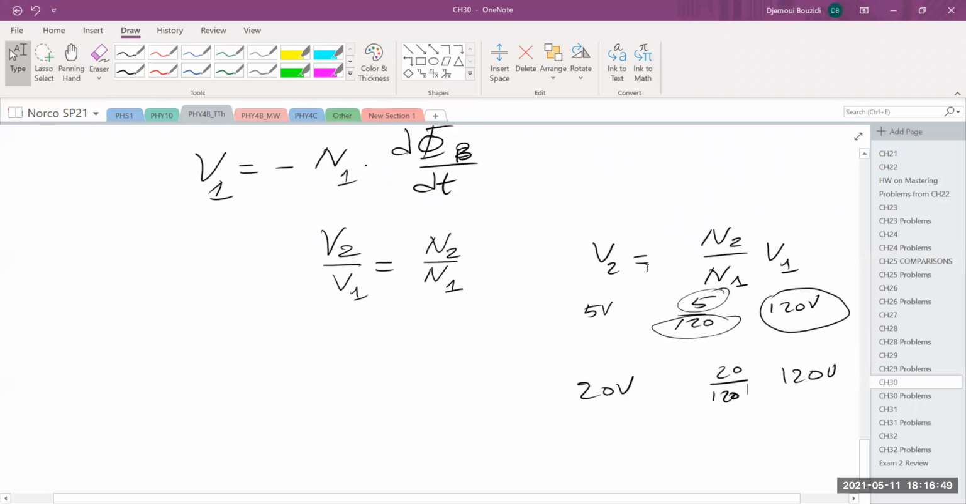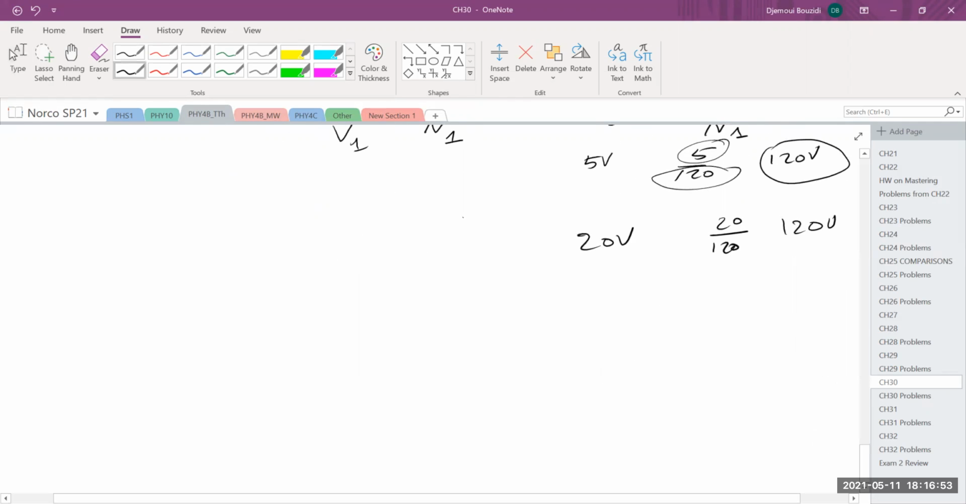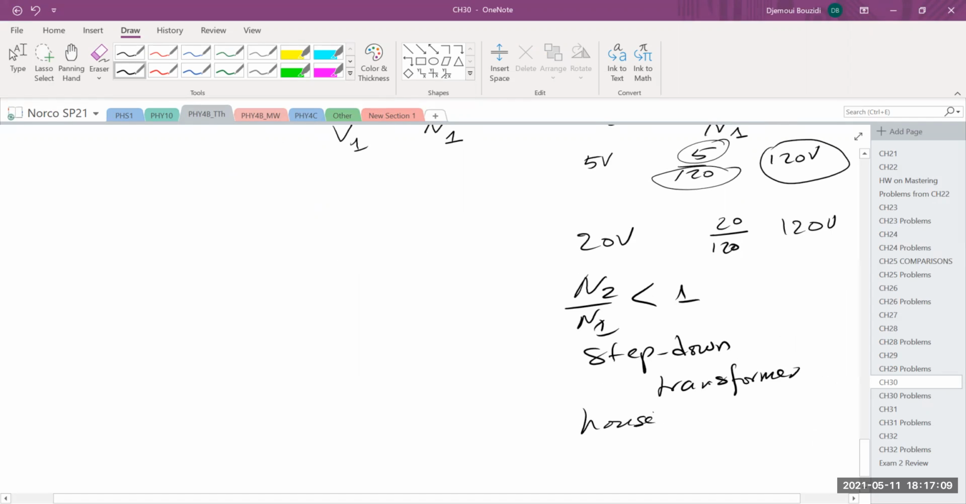In both of these examples, when N2 is less than N1, it's called a step-down transformer. If N2 over N1 is less than 1, this is a step-down transformer. This is the number one transformer that is found in households, a common household item. Every charger that you have in your household is of this type.